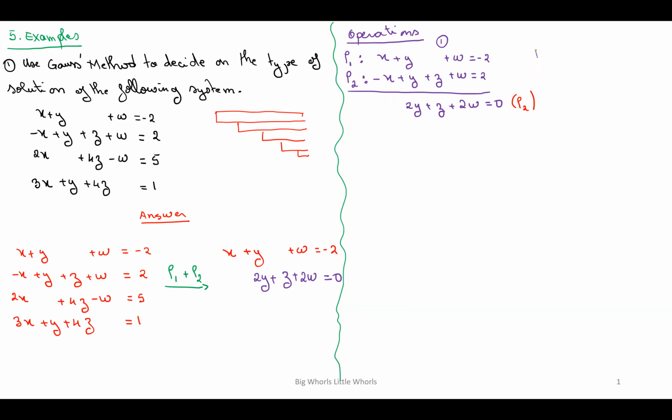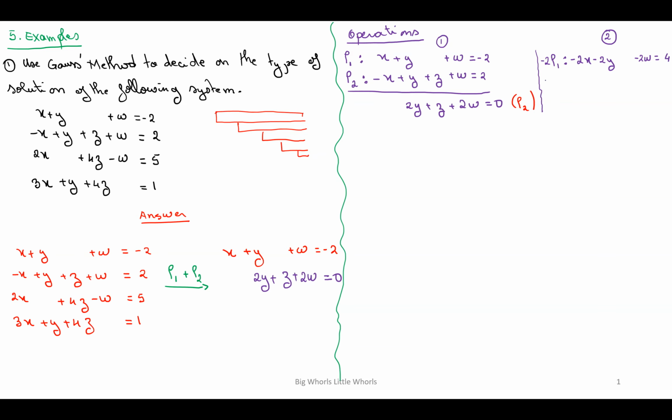I think I'm not going to have enough space, but let me do it here. Now I want to use x in row 1 to eliminate the 2x in row 3. So how do I cancel 2x? I have to multiply row 1 by minus 2. So minus 2 times row 1 will give me minus 2x minus 2y minus 2w equals 4.